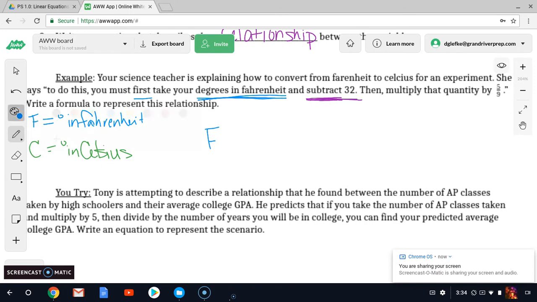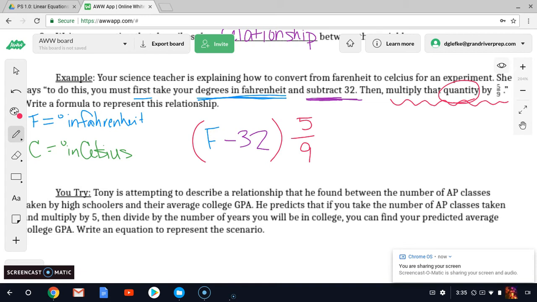After that, it says subtract 32. So we're going to subtract 32 from F. Okay, the next thing it says is we want to then multiply that quantity by 5/9. Now the key word here is that quantity, okay? If we put 5/9 on the end here, I'm only multiplying it by that 32. I'm not multiplying it by the whole quantity of F minus 32. So to make sure that I make it a quantity, I have to have parentheses around that.